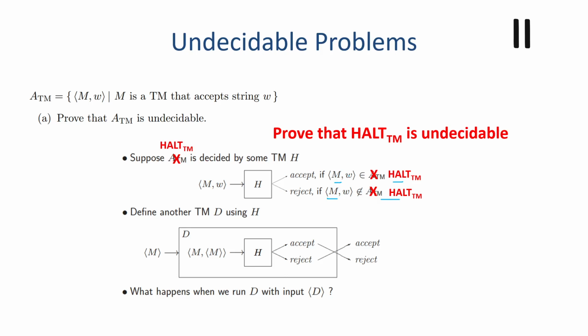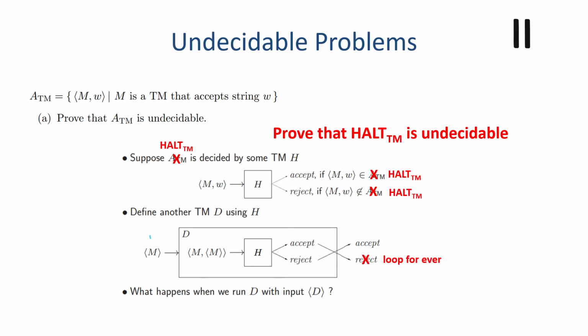But what does that mean? Before, <M,W> belongs to A_TM if M accepts W. In this case, it will belong if M halts on W, like if it stops. Regardless of whether it's accepting or rejecting, if it stops, it'll accept. Otherwise, it'll reject. And what about here? What should we do for this part? Well, instead of rejecting, we'll just say loop forever.